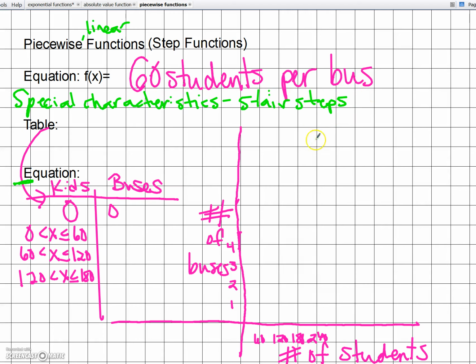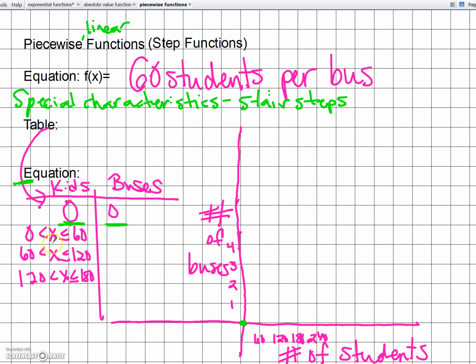Okay, so the equation is a little different, and the table is much different. So let's look down here at our table. I've already kind of prepped it for us. Obviously, if 0 kids are going, we will not need any buses. So we can go ahead and just graph that point right there. No kids, no buses.